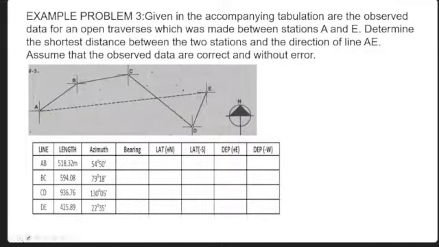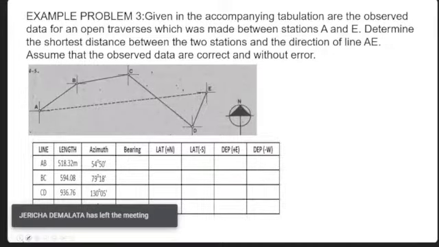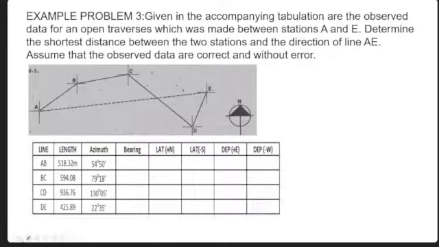So we have a traverse A, B, C, D, E, A. And all the lines are given with azimuth and length, except for line EA or AE, which we are asked to determine. So assume that the observed data are correct and without error. So we don't have to check anymore yung error or i-close yung traverse since sabi dito, correct and without error yung ating mga given. So our lines A, B, B, C, C, D have length and also azimuth.